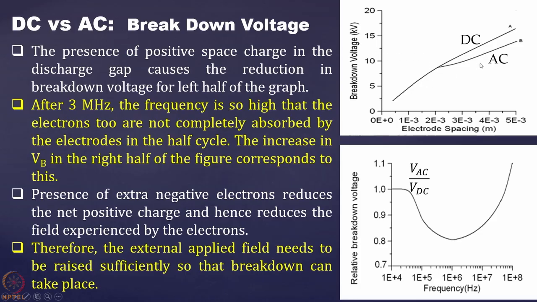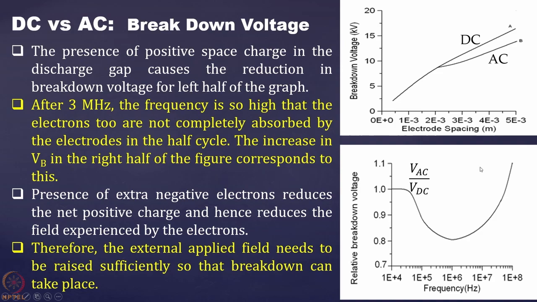So that is why you are getting it like this: when the frequency is low, you see that the AC breakdown by DC breakdown, they are almost the same. Okay, and as you are increasing the frequency, you are seeing that this AC breakdown voltage by DC breakdown voltage is falling. So it means that the AC breakdown voltage is less now. Now it is reaching a minimum, and then again it is increasing. You see this graph. Now why is it happening?